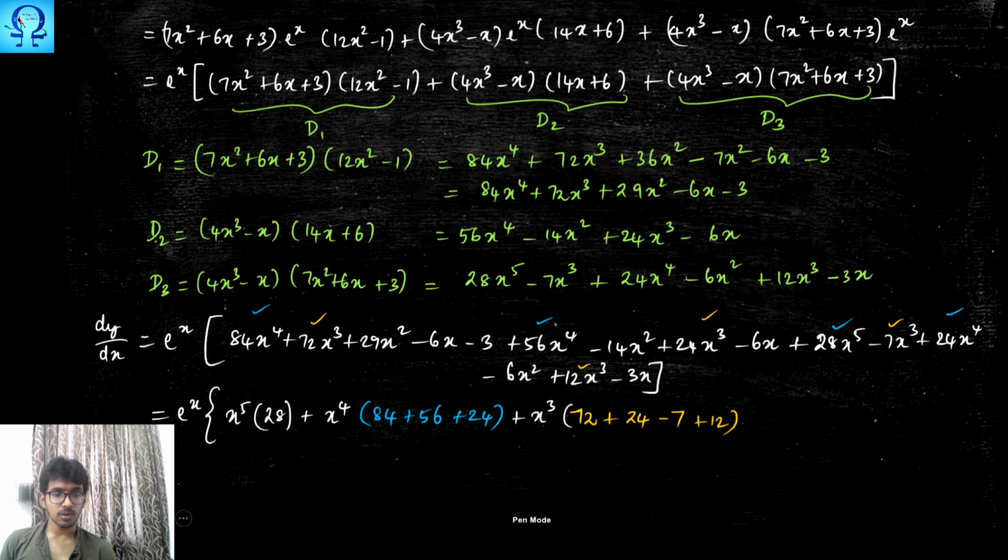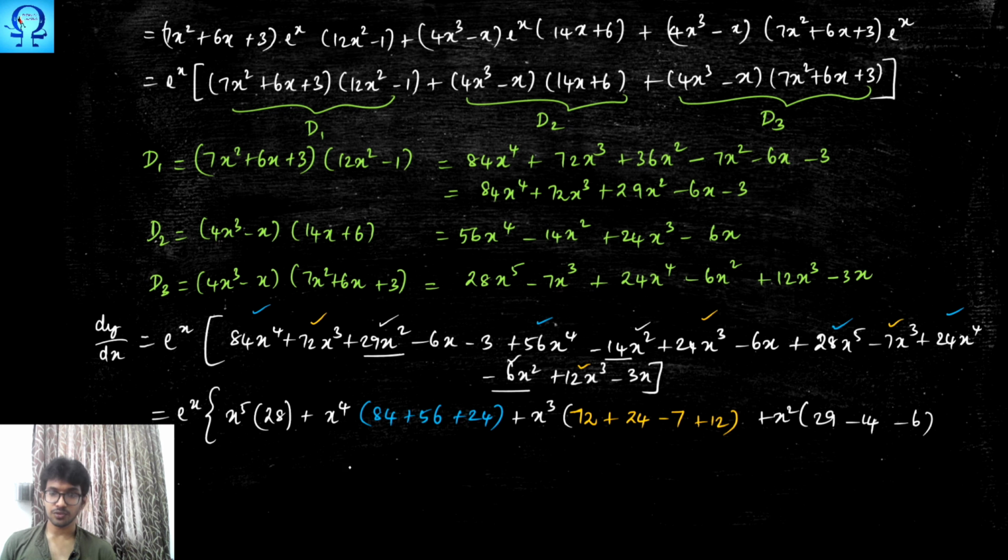Okay, next we are about to move to x square terms. When I come this way, I found x square term here. So it is 29 simply. It is minus 14. And I am coming this way. Here I see some x square term, that is minus 6. I am done with x square terms.